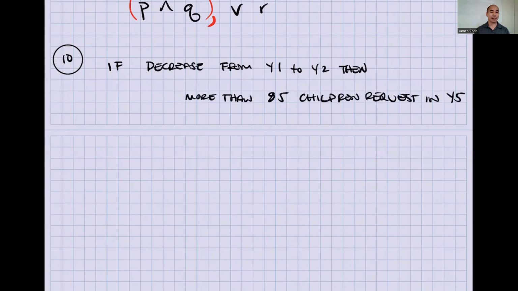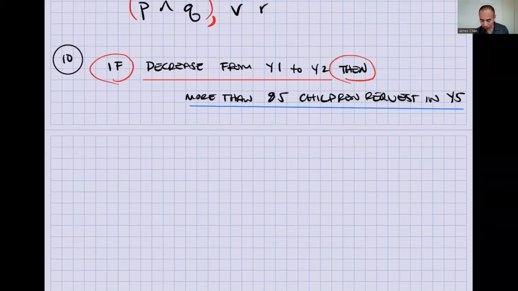So what kind of statement do I have here? Do I have a conjunction, a disjunction, a conditional, or a biconditional? Is it an and statement? Is it an or statement? Is it an if-then statement, or an if and only if statement? If-then. Right? Because I have if this, then this.